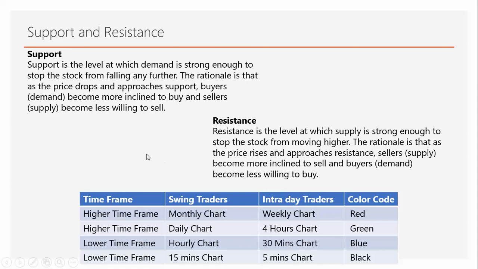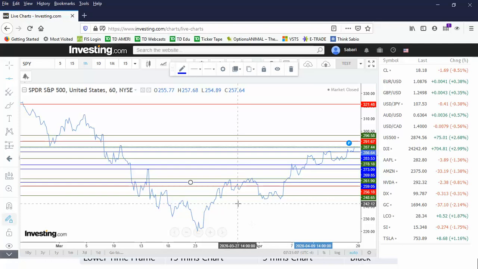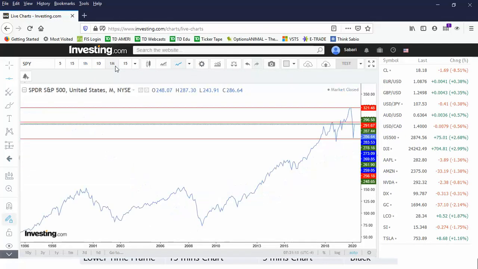For the monthly chart, when we draw support and resistance, I use the color code red. For the daily chart, I use the color code green. For hourly, blue, and 15 minutes, black. Here I drew the support and resistance. Monthly chart, I drew red lines. You all can see, right?